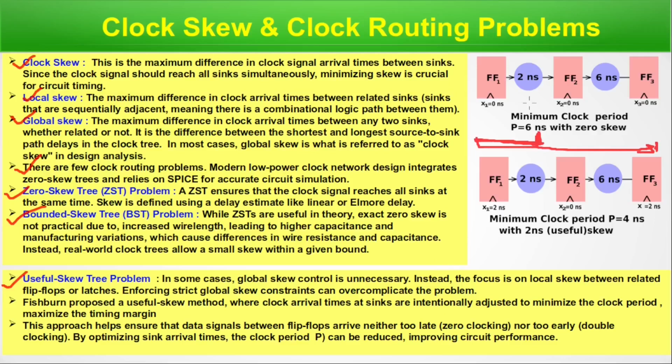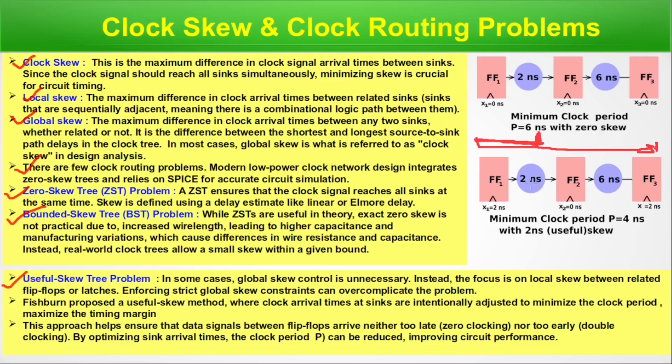There are two diagrams. The first has a signal at 0 nanoseconds, and after 2 nanoseconds it's reaching here. After 6 nanoseconds it's reaching FF3, the third flip-flop. So the minimum clock period P equals 6 nanoseconds with zero skew. And here the skew is adjusted a little, with a skew of 2 nanoseconds.